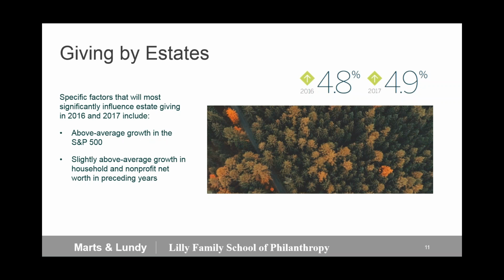The next area is one of a lot of interest. Giving by estates, as we mentioned, is about 8% of the overall charitable pie, and we have projected in 2016, based on the results from the Outlook, that giving by estates will increase by 4.8%, and in 2017 by 4.9%. As many nonprofits have had success with planned giving, there has been growing interest in estate giving over time.